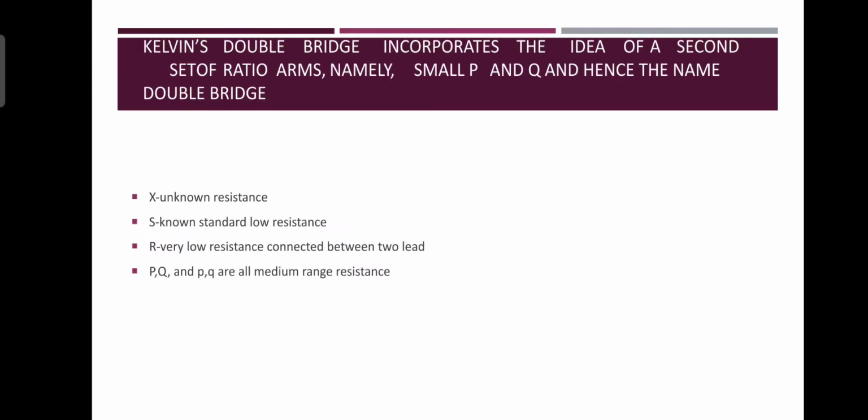So here the Kelvin double bridge incorporates the idea of a second set of ratio arms, namely small p and small q, hence the name double bridge. Here X is the unknown resistance, S is the standard low resistance, and R is the low value of resistance connected between two leads, and capital and small P, Q are all medium range resistances.